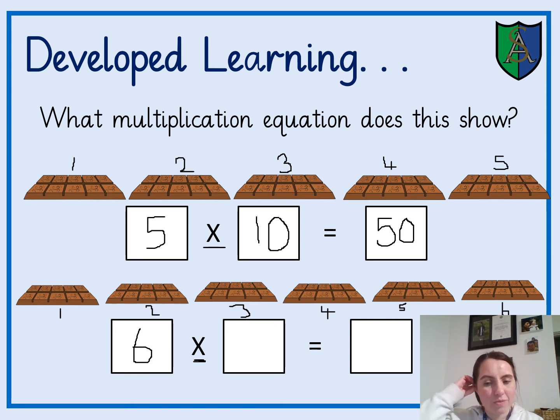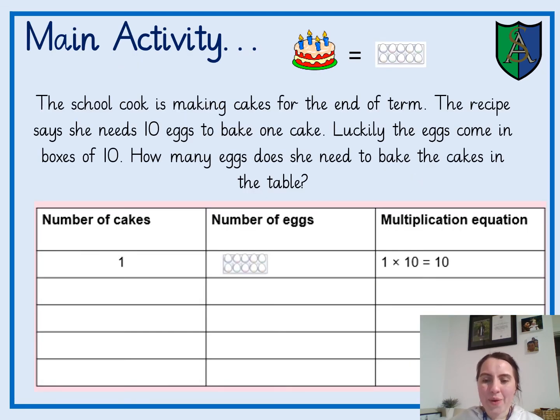So how many are in just one of those bars of chocolate? How many pieces? There are 10. Super. So 6 groups of 10 equals, let's count in our tens. 10, 20, 30, 40, 50, 60. Brilliant. So 6 multiplied by 10 is equal to 60. Superstars, well done. Okay, let's explain today's main activity.